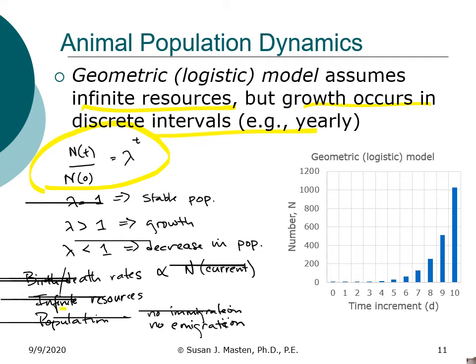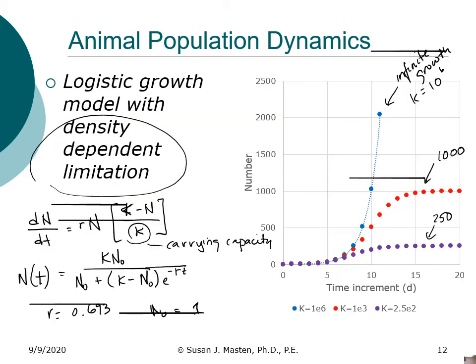So again, this assumes infinite resources. It also assumes that the birth and the death rates are proportional to the current number of organisms. And we're assuming that we have no immigration or emigration, so we have a closed system. No gain or loss of organisms into the system. Now, obviously, there are limits. There's limits to growth. So what's been developed is a logistic growth model with a density-dependent limitation.